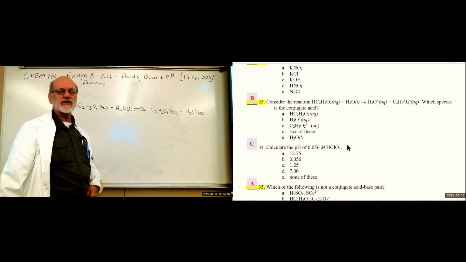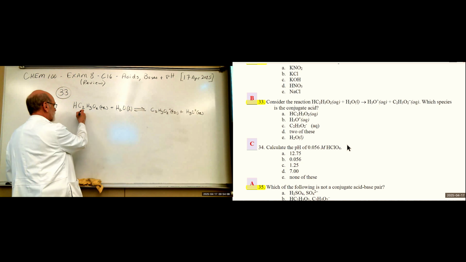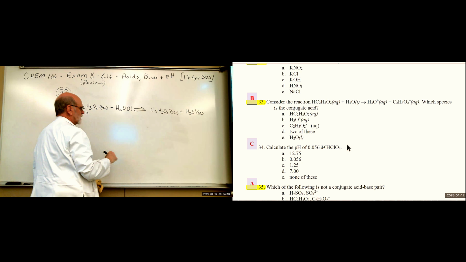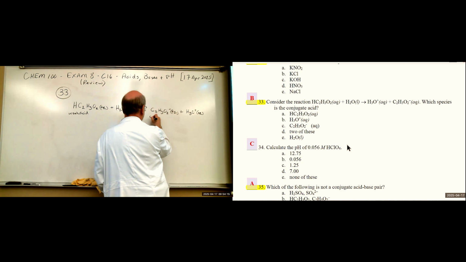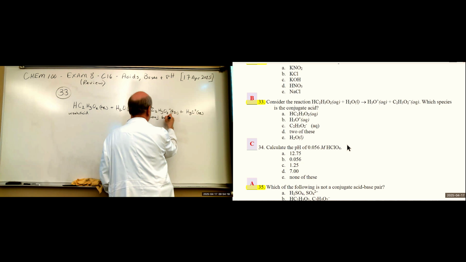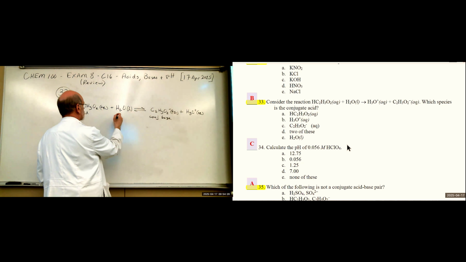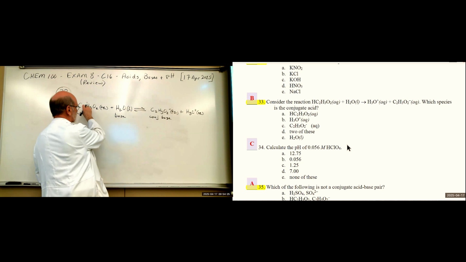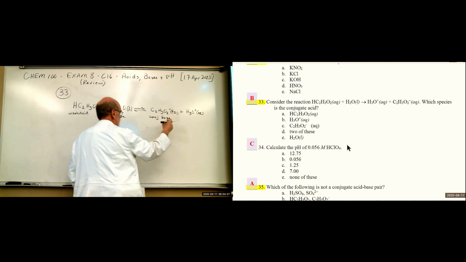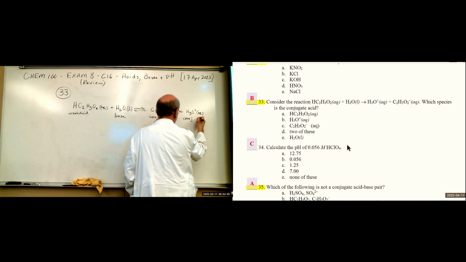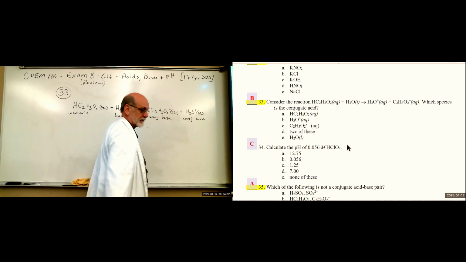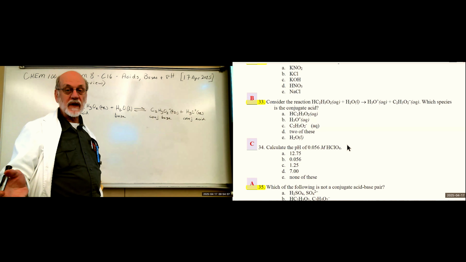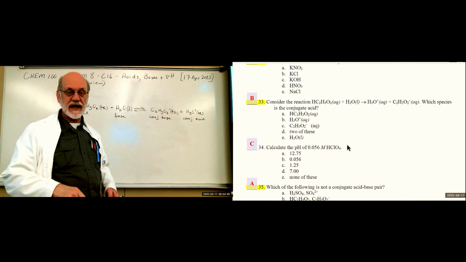Which species is the conjugate acid? Well, if this is the weak acid, this must be the conjugate base. That makes this the base because it receives the proton. That makes this the conjugate acid. All right. And the question was, which is the conjugate acid? H3O plus. That's the conjugate acid.